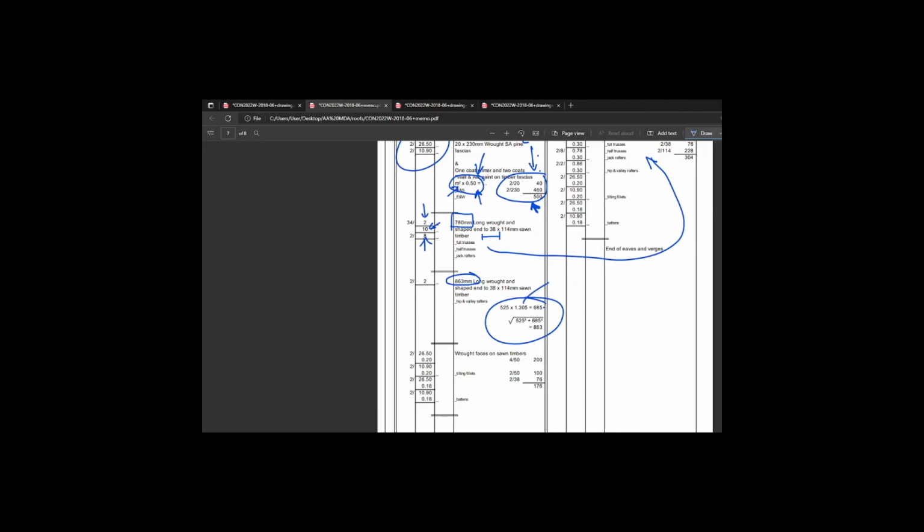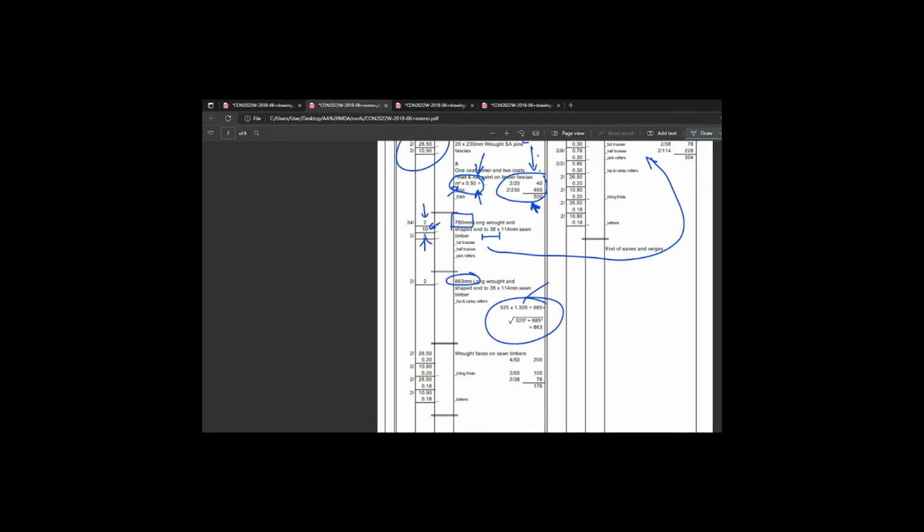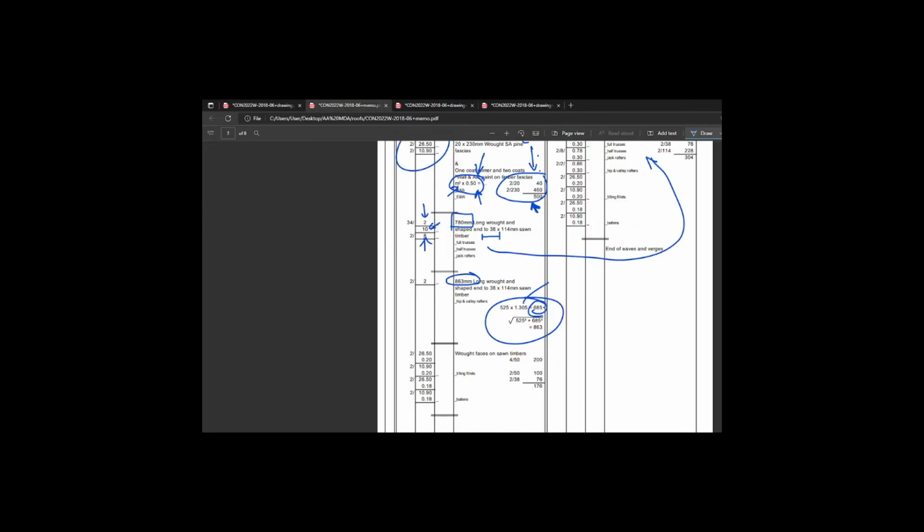There we go, 1.305. And you should probably, in fact definitely, take the exact value and not the rounded value, because you are going to end up introducing rounding errors. 525 times 1.305, you will get 685, okay? That is just 525 on slope. That tells us it's 525 on flat, travels 685 on slope. Okay? 685. Now we can get this.